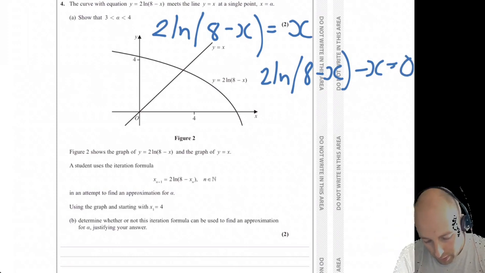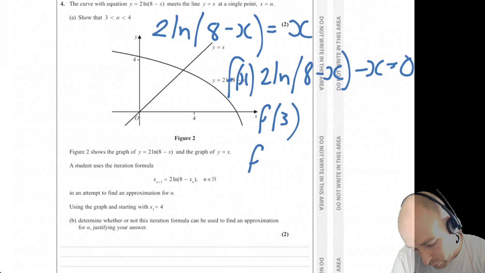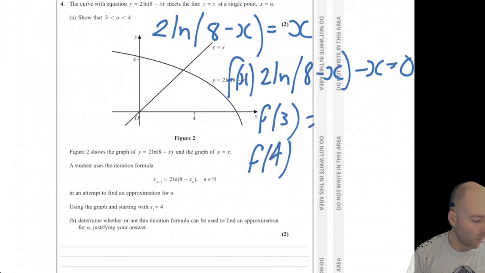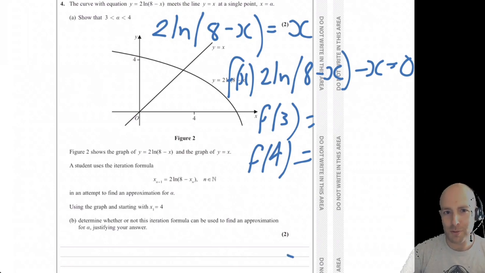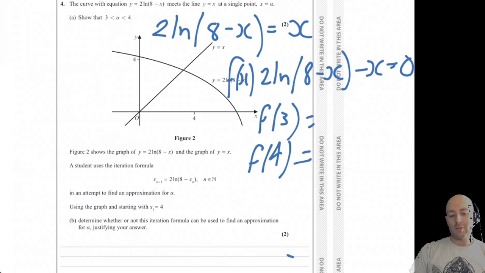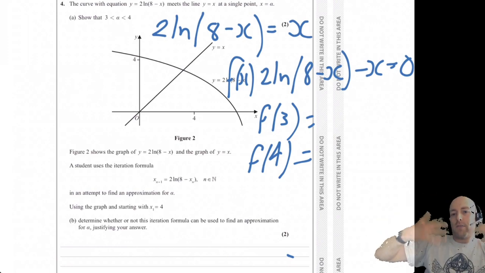And then we're going to put in 3, so we're going to call this f of x. We're going to do f of 3 and f of 4. So if we do that, f of 3 comes... Sorry guys, got to stop doing that. You're right, so we want to do basically a change of sign. Change of sign, therefore there's a root.